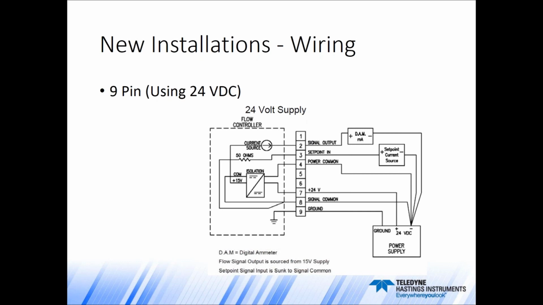Now to power the unit, we're going to need 24 volt DC on pin 7 and the power common connected to pin 4. We will measure the flow signal using the signal output on pin 2. The 4 to 20 milliamp signal will pass through the ammeter and then go to the power common. The flow set point in, that is the 4 to 20 milliamp command signal, is generated with respect to the commons. The mistake that we sometimes see people make is that they don't tie the signal common and power common together back at the low end of the power supply.